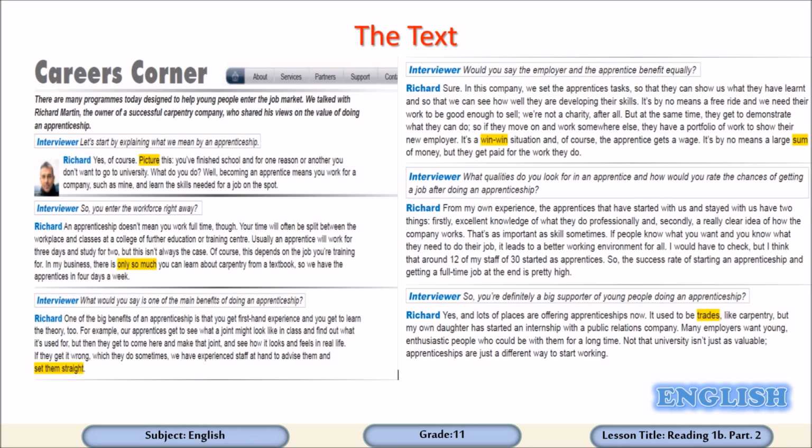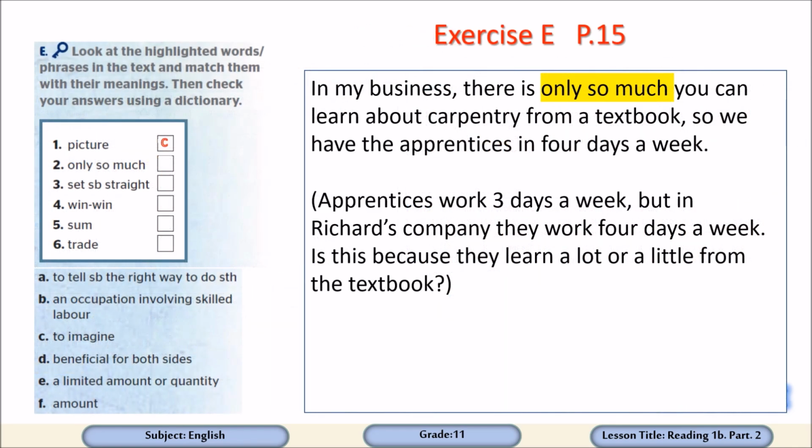Number 2 is the phrase "only so much." Let's look at the phrase in its context. In my business, there is only so much you can learn about carpentry from a textbook. So we have the apprentices in 4 days a week. Apprentices generally work 3 days a week. But in Richard's company, they work 4 days a week.